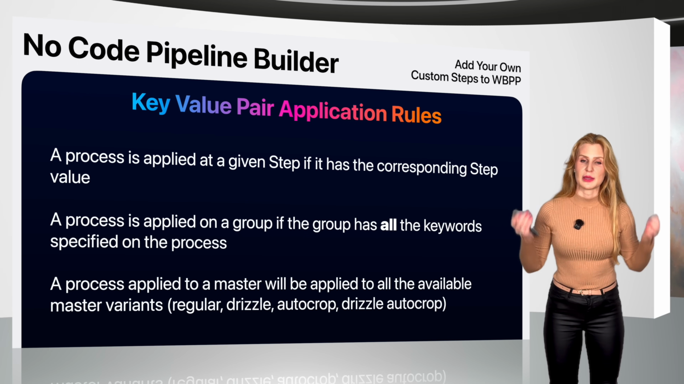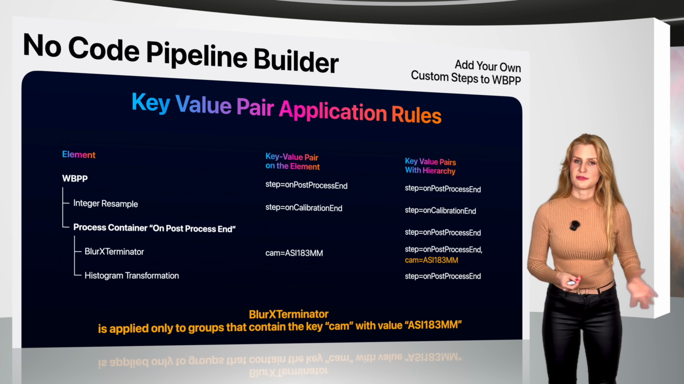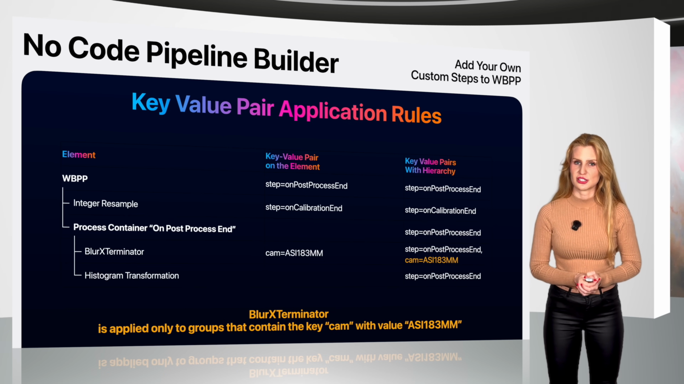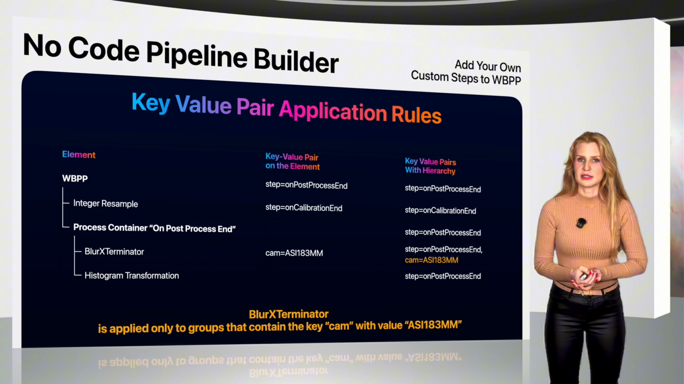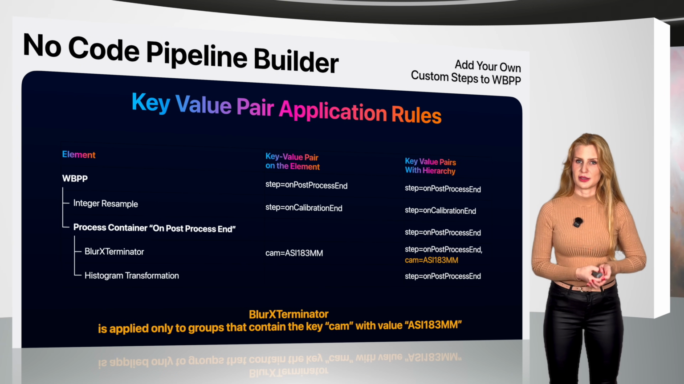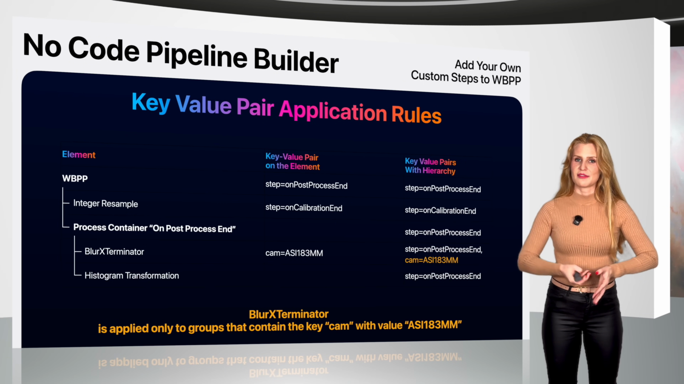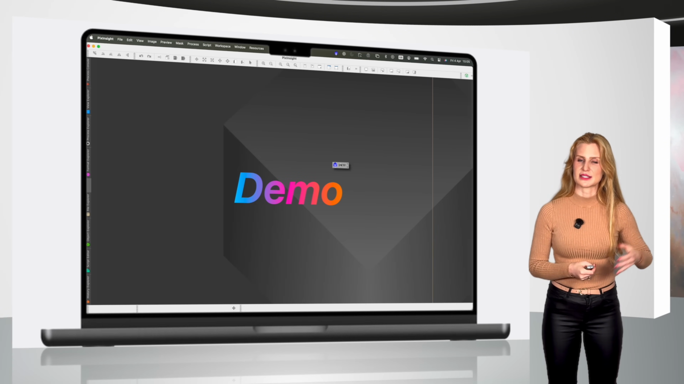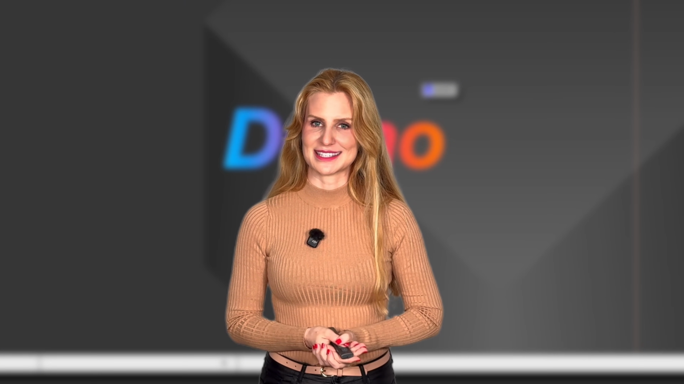Now here we have an example, the same thing as before, but we have decided that we will define an additional filtering criterion on Blur Exterminator, because we only want to do it on the frames that have the keyword camera equals 183 mm. So everything will be the same as before, with the exception that Blur Exterminator is only going to be done on those frames.